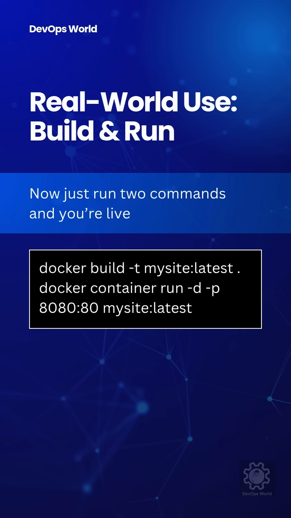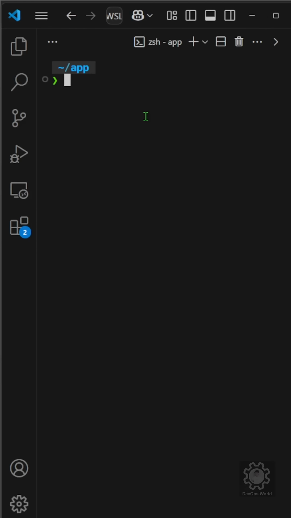Now just run the two commands inside the project folder. Now we're building the Docker image. I'm inside the app folder where the Dockerfile and index.html are located. The image name is my site, and by default, Docker assigns it the latest tag.